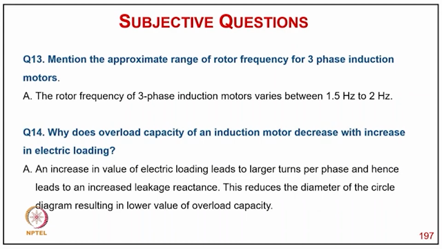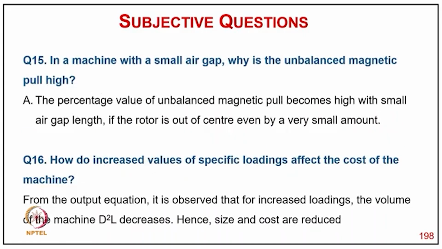The overload capacity of an induction motor decreases with an increase in electrical loading, which leads to large turns per phase, hence reduces the circle diagram and lowers the maximum output. Similarly, consider an induction machine with a small air gap. The unbalanced magnetic pull becomes high with a small air gap if the rotor is out of center or eccentric by even a small amount.